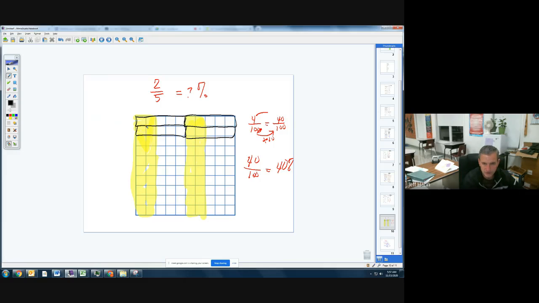Well, how many squares did I shade? Well, in each one of these, there's 10. So there's 10 in this column, 10 in this column, 10 in that column, and 10 in that column. Believe it or not, it is still 40%.